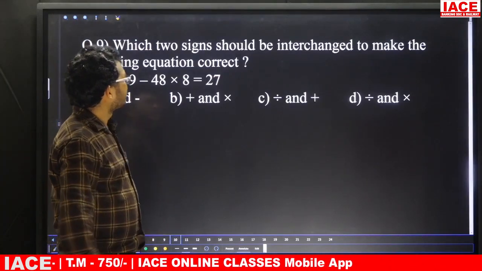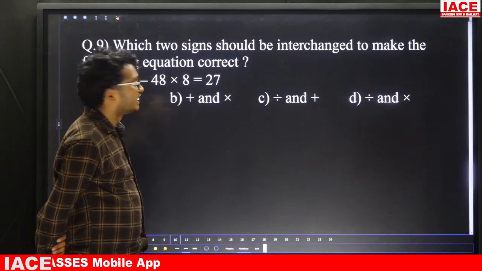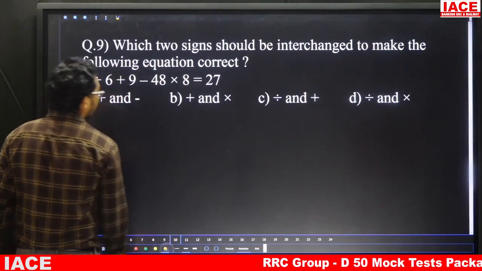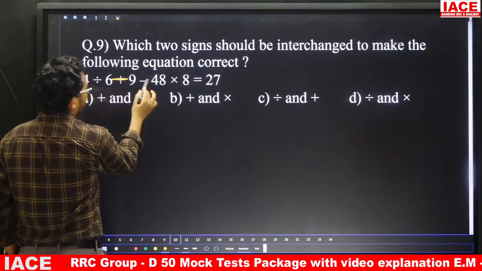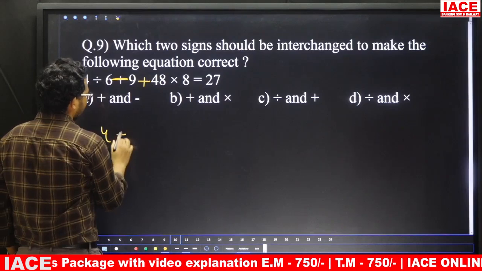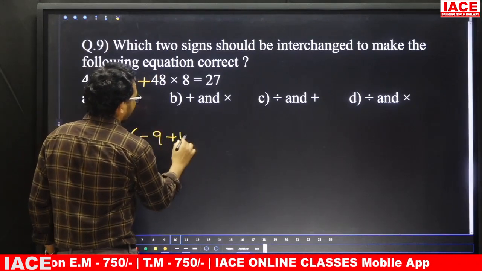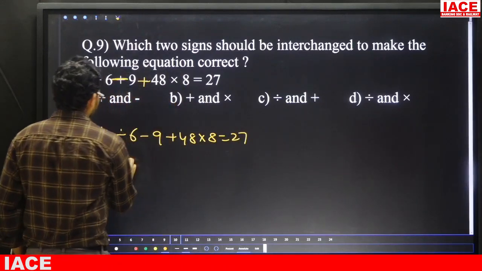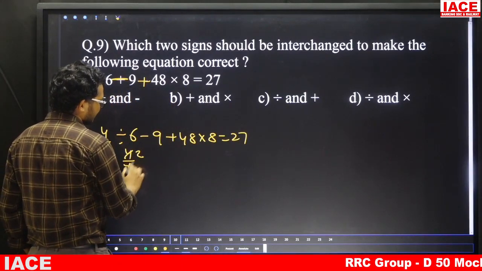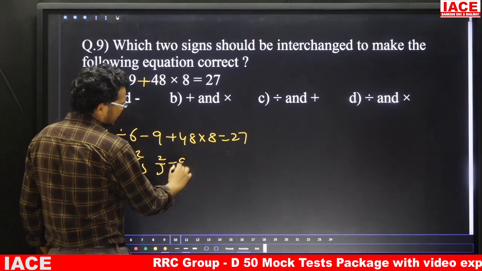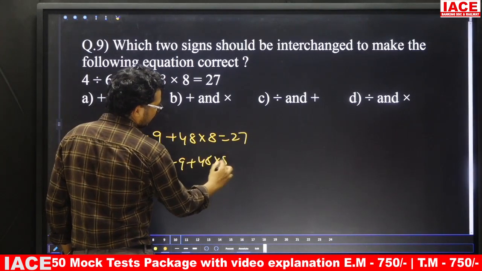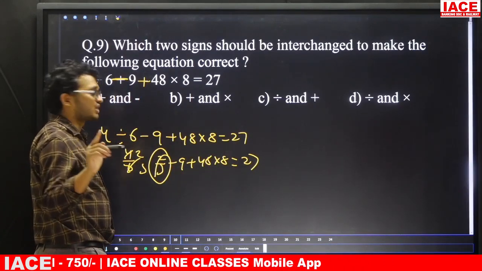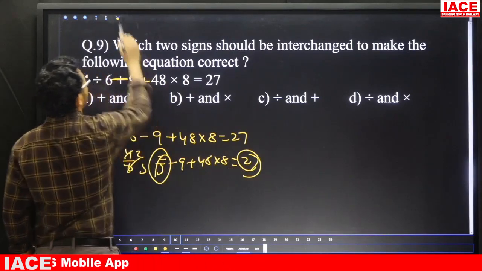Question number 9. Which two signs should be interchanged to make the following equation correct? Suppose, friends, take the first one, plus and minus. If plus is there, it becomes minus. If minus is there, it becomes plus. Now 4 divided by 6 minus 9 plus 48 into 8 equal to 27. First, 4 by 6 means what? This one is 2 by 3. Or 2 by 3 minus 9 plus 48 into 8 equal to 27. That means here 2 by 3 is not divisible, so there is a chance to get fractions. But here we need an integer, so first option, no chance.